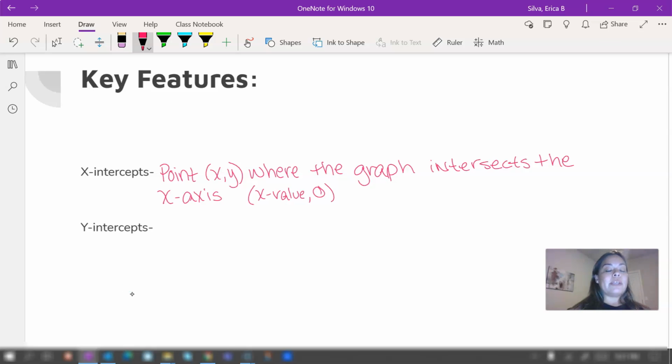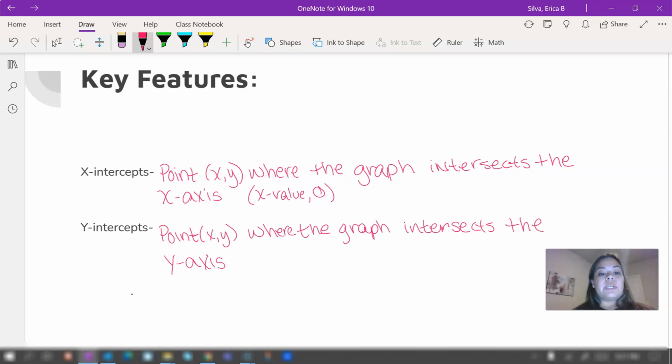Now, let's look at the y-intercept. Y-intercept is very similar, except now it's where the graph intersects the y-axis. So it is the point where the graph intersects the y-axis. Now for this one, your x will always be 0 and your y will be that y-intercept.